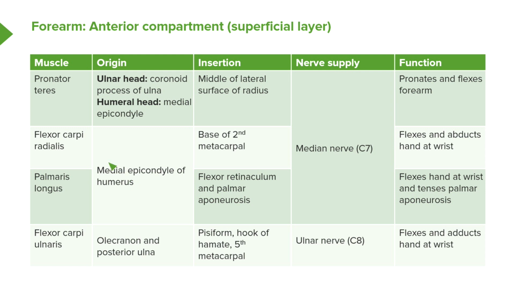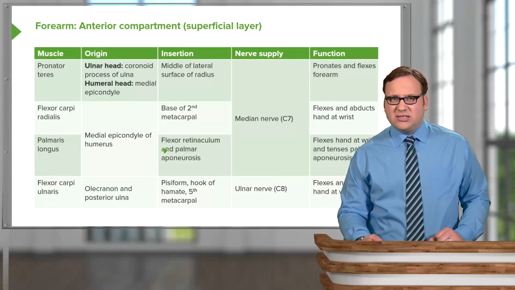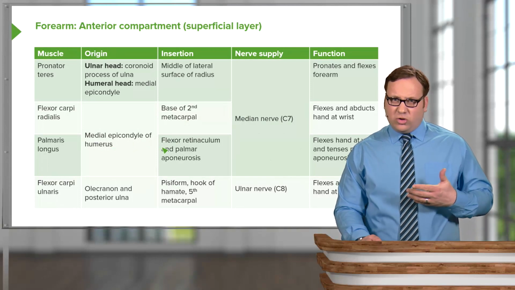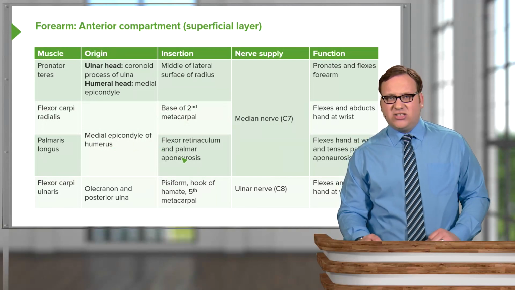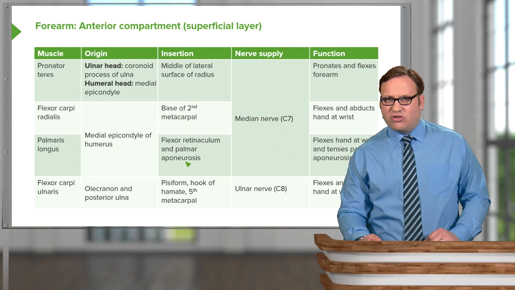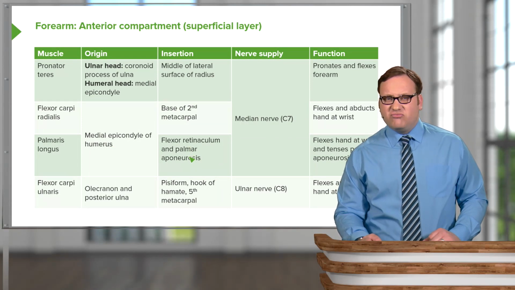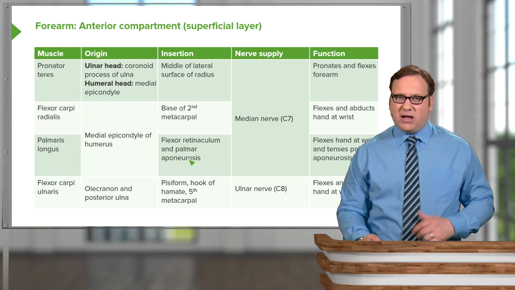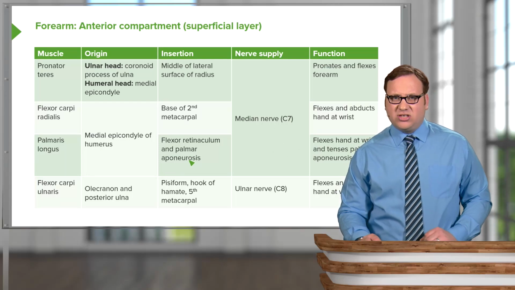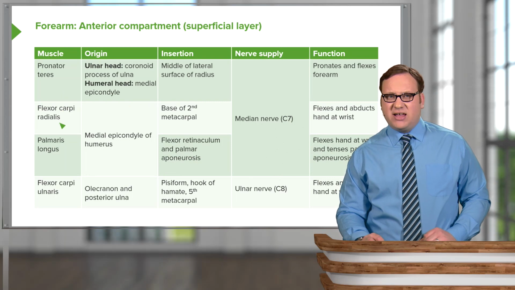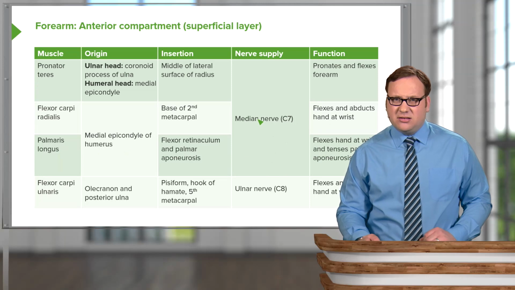As we saw, the flexor carpi radialis attaches to the base of the second metacarpal, whereas palmaris longus passes towards the palm of the hand and attaches to what's known as the palmar aponeurosis and the flexor retinaculum. We'll look at these as we pass towards the hand in the next lecture. All of these muscles, pronator teres, flexor carpi radialis, and palmaris longus, are supplied by the median nerve.